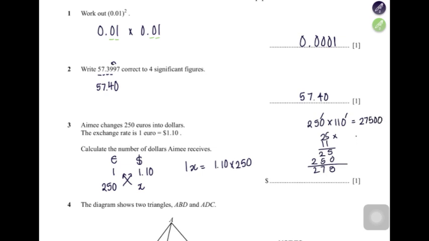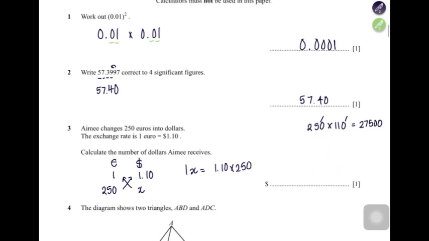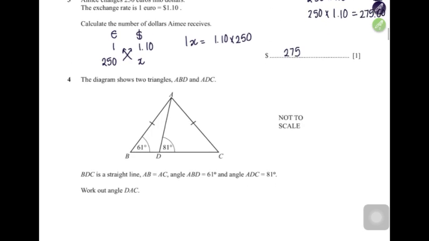Now if this was 250 times 1.10, that means we have 2 numbers after our decimal points. So we need to have 2 numbers after our decimal point. 275.00. The answer is $275. That means 250 euros equals $275.